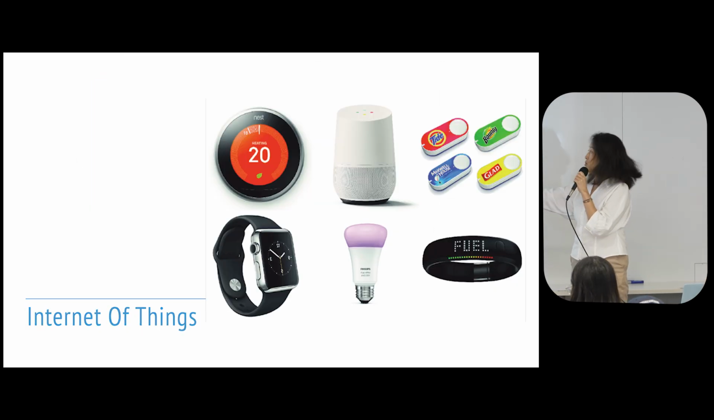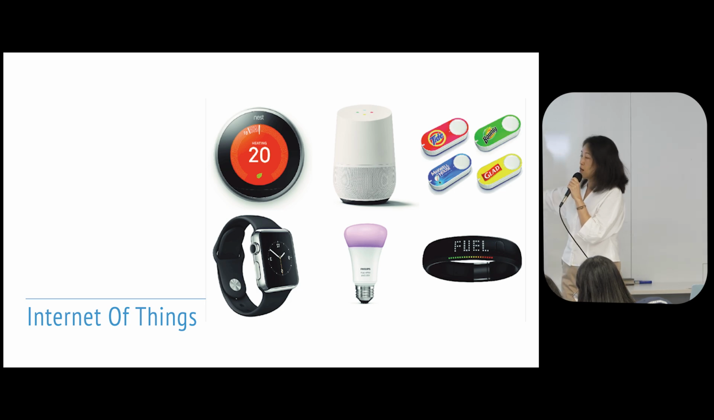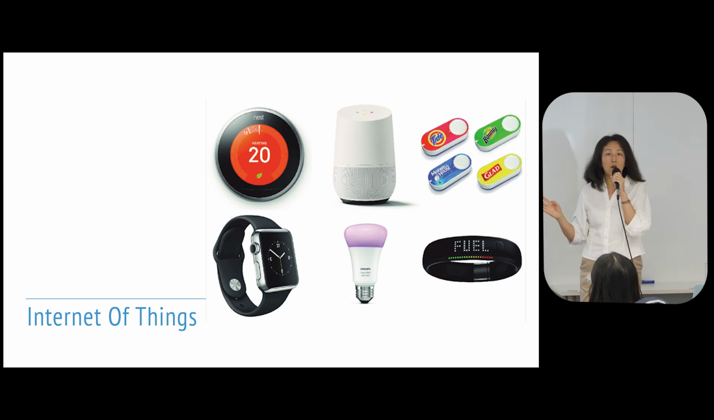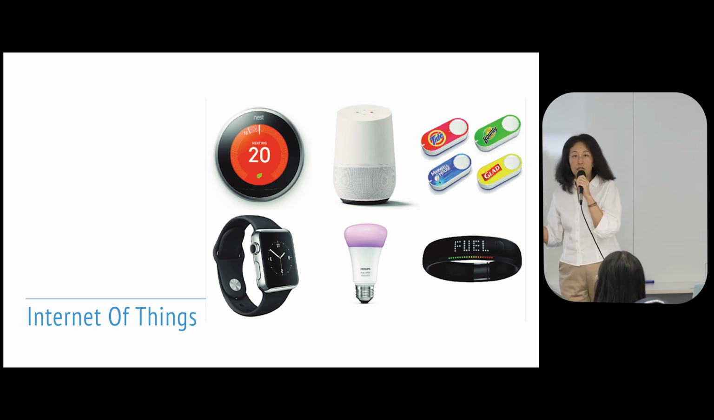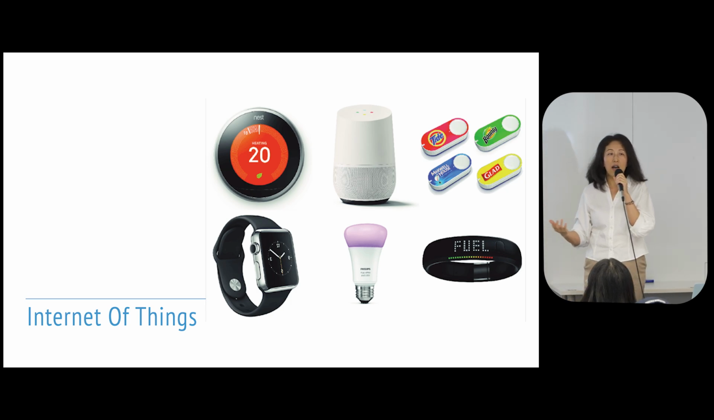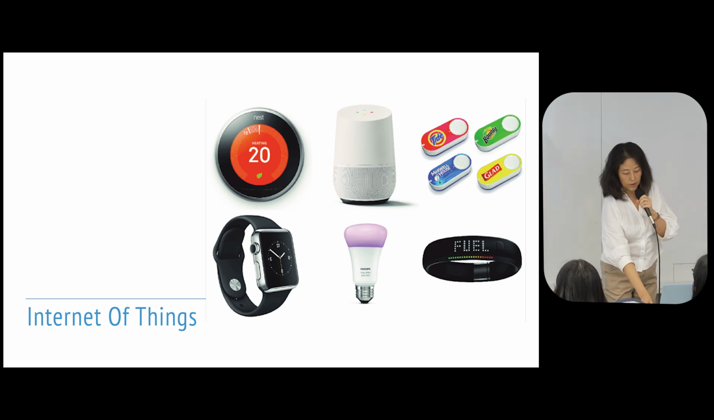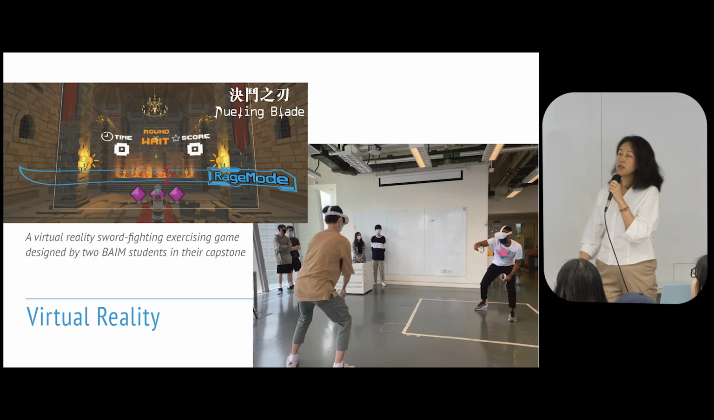This one is not from students, they show you all these products, Internet of Things, right? Smart watch, wristband, and smart speaker. These are all interactive in certain ways, and you need interaction design knowledge to create products like this, right? So Internet of Things is another category.